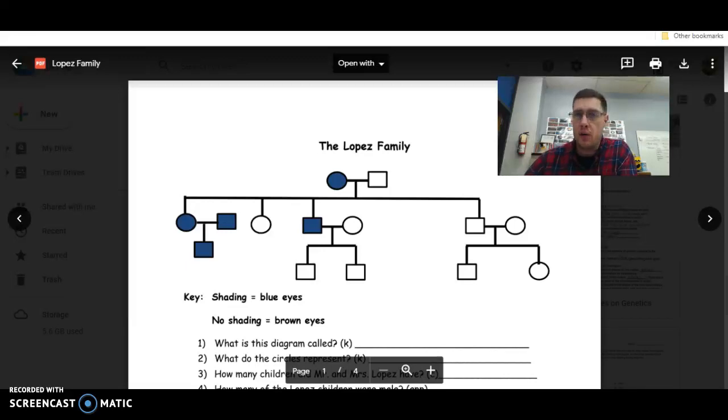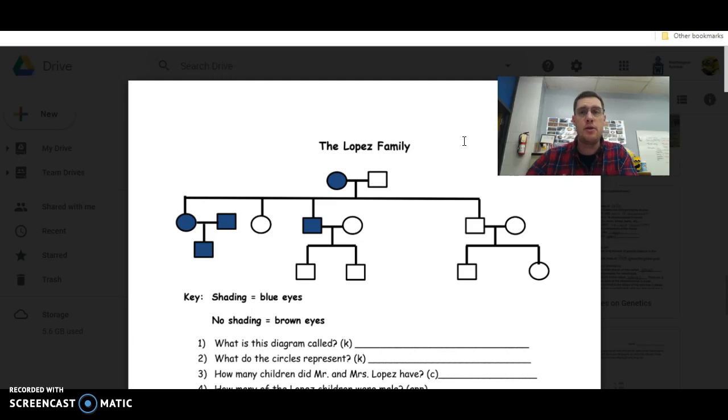So we're going to start some pedigrees today, and I have a practice packet here with you. We call it the Lopez family packet, of course, because it says Lopez family. I'm going to guide you through the first page, and then you're going to turn this over and attack pages 2 and 3 on your own. I'm going to get you through the basics, and then I'm going to set you free. So let's begin with the basics.